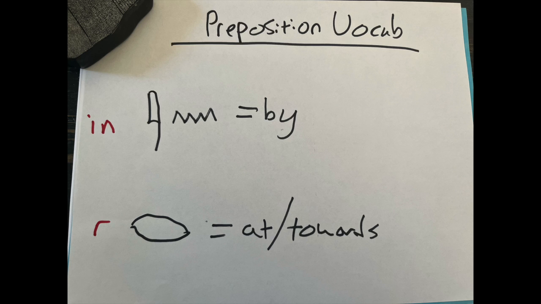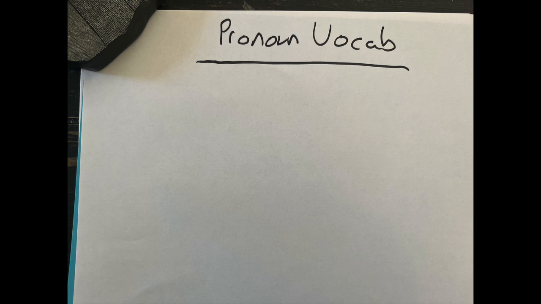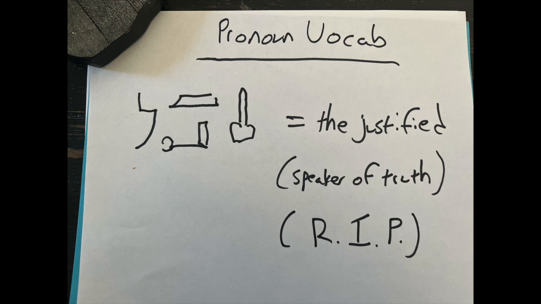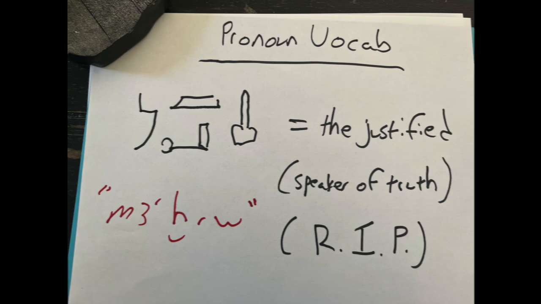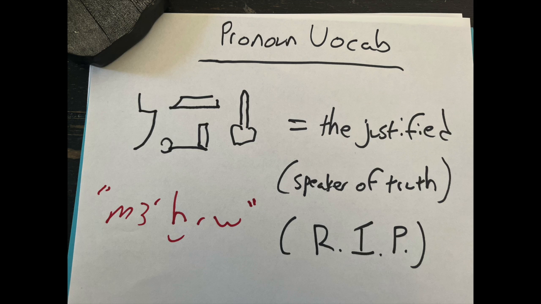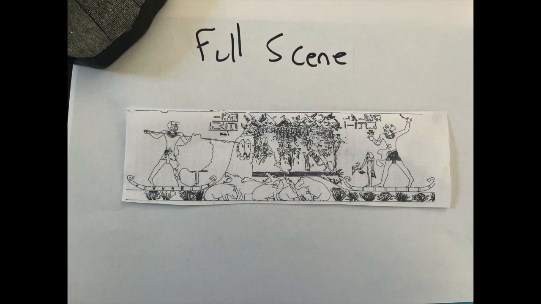Maybe you've made flashcards and you've memorized these words. Finally, we have a pronoun, again, one that we have encountered many, many times, which is ma'a kheru, the justified, or literally speaker of truth, which is the Egyptian version of rest in peace, essentially. It's what they put on people's tombs. It means may they be justified, may they rest in peace.